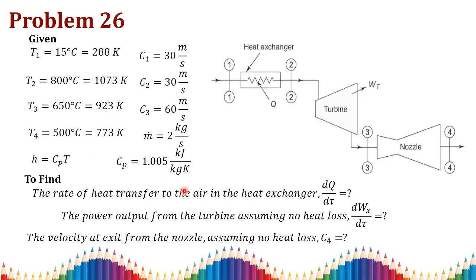So this is your schematic diagram. Consider 1 to 2 is a heat exchanger, 2 to 3 is your turbine, and 3 to 4 is your nozzle. Here your air is entering and here the air is leaving. These are all the given data as mentioned in the problem, and we need to find dq by d tau in the heat exchanger, dwx by d tau in the turbine considering dq by d tau is 0 here, and in the nozzle we need to find C4 considering dq by d tau is 0.